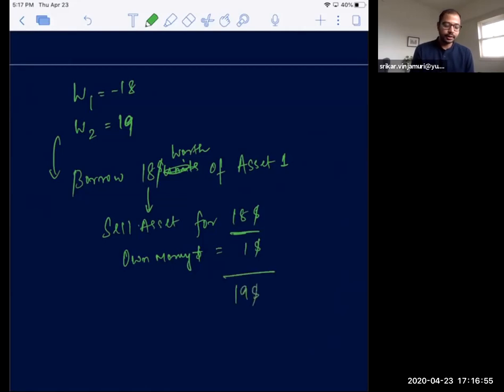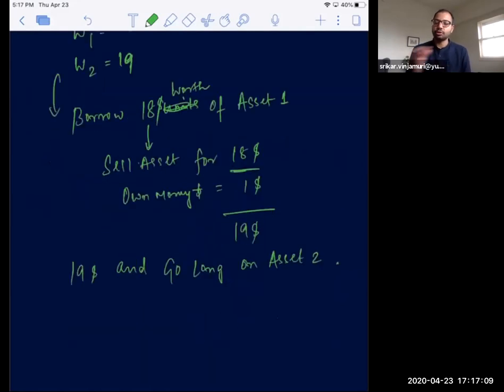You take this $19 and go long on asset two. Okay, so you have a short long position. You short one asset and take the proceeds of that short asset and go long on the other asset. It's a kind of using leverage in a certain sense. You borrow one asset, the asset which has a lower expected return, sell that off, use the proceeds of that to lever up, and go long on the second asset which has a higher expected return.